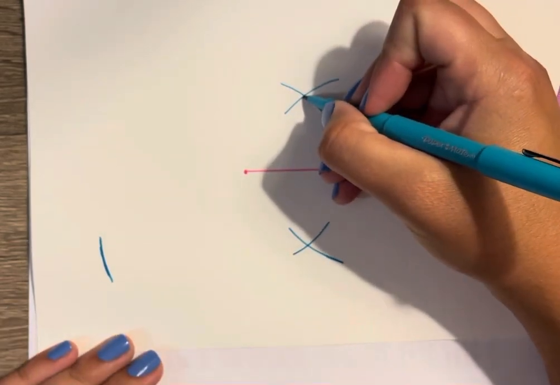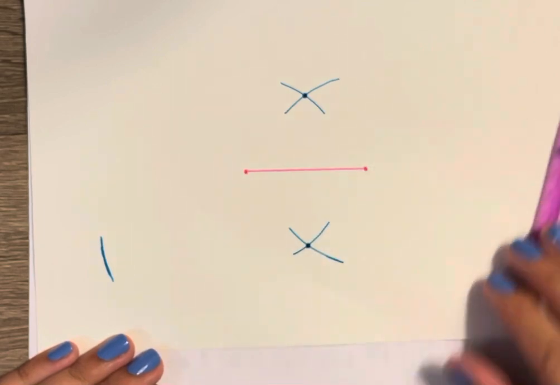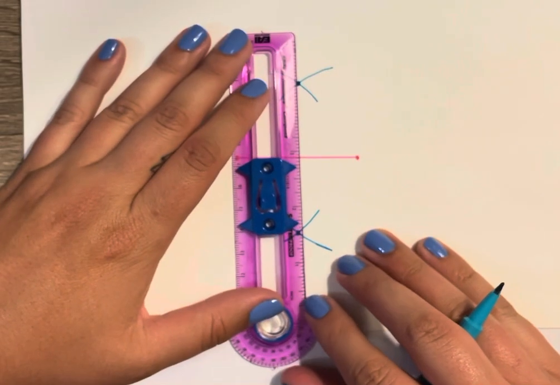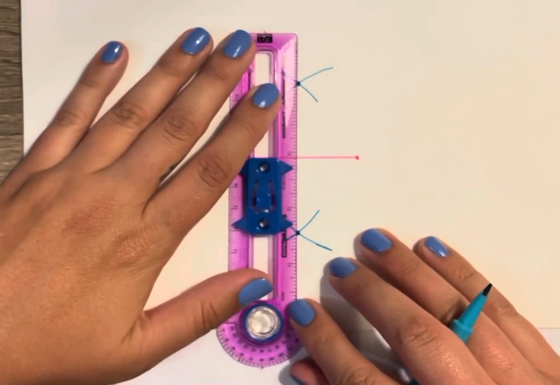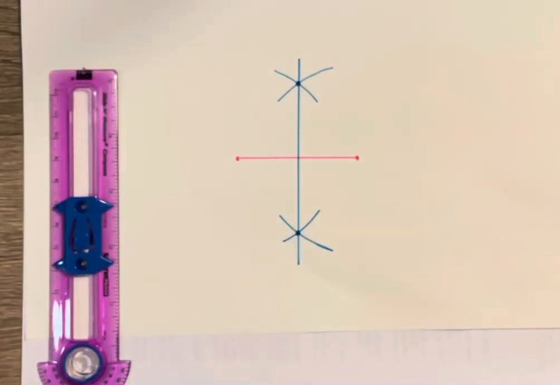My final step, I'm going to draw points at those intersections and connect those points like so. And I have created a perpendicular bisector.